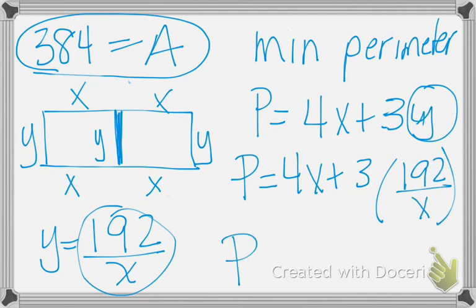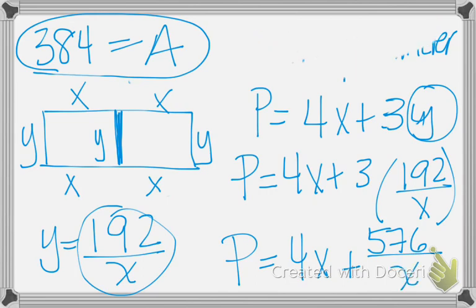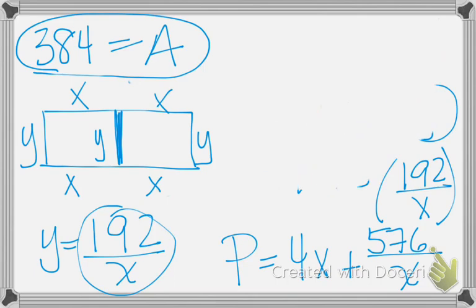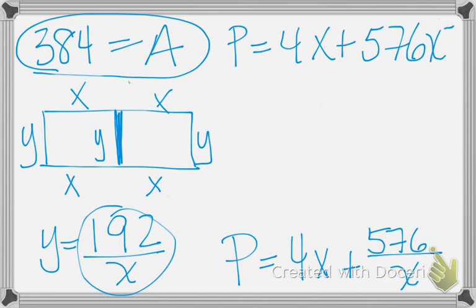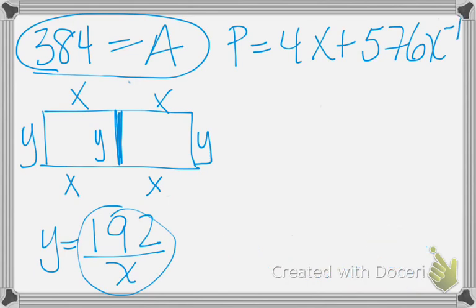Okay, and then I'm just going to multiply. So my perimeter is 4x plus 576 over x. Okay, and that's what we want to minimize. So that means we need to find the derivative of that and set that equal to 0. But first we're going to rewrite it into something a little nicer and make that x to the negative 1. So this way we could just use a power rule.